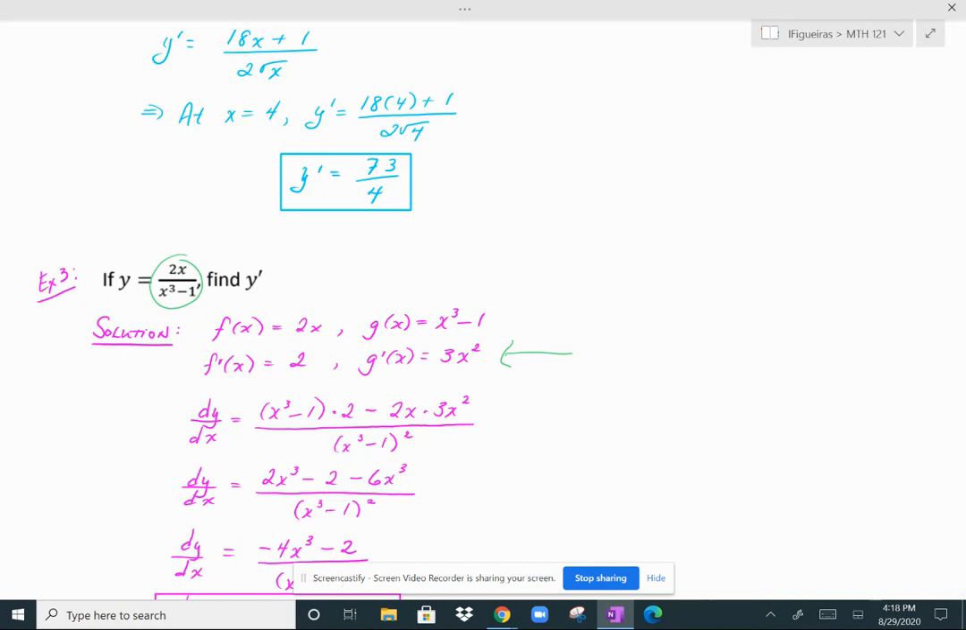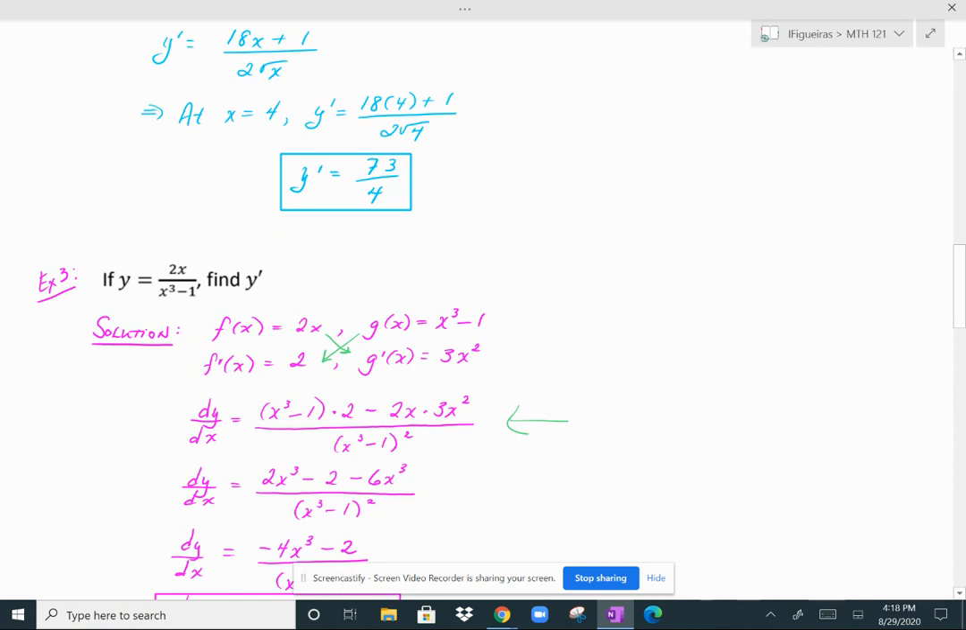So referring back to the formula above in the boxes, the quotient rule is g f prime minus f g prime. So you're really just going across like this, g f prime minus f g prime. So don't forget the minus, that's part of the formula, over g of x squared. So the whole thing is divided by x cubed minus 1 to the second power.